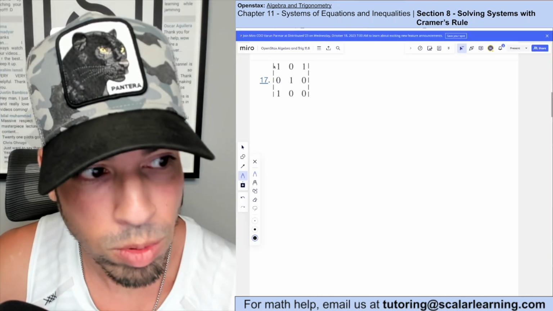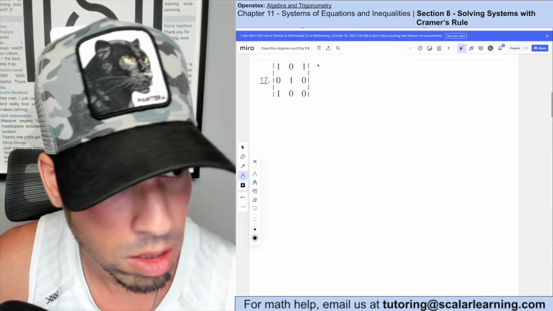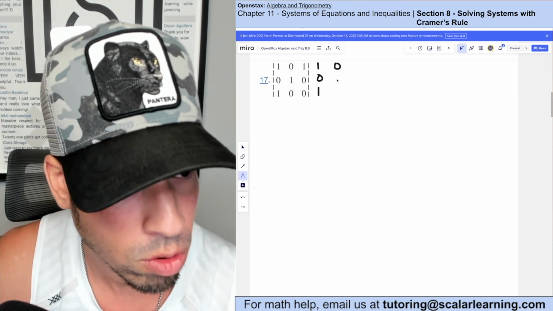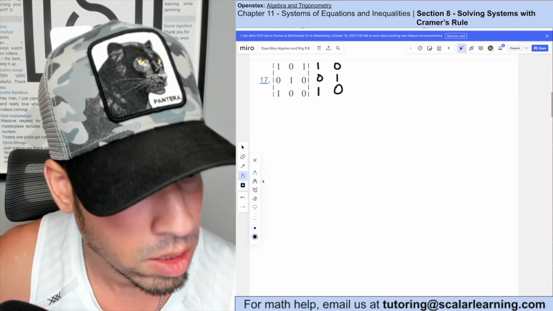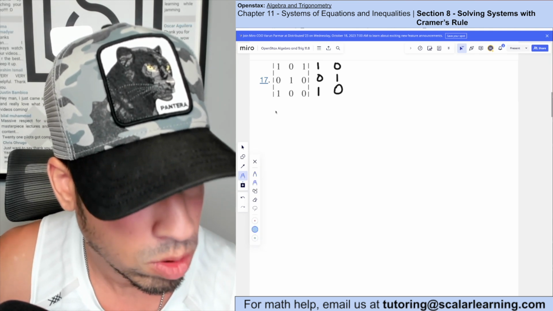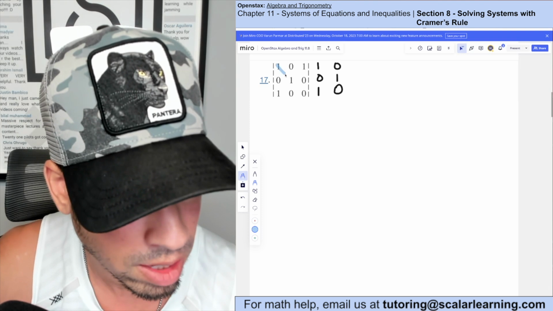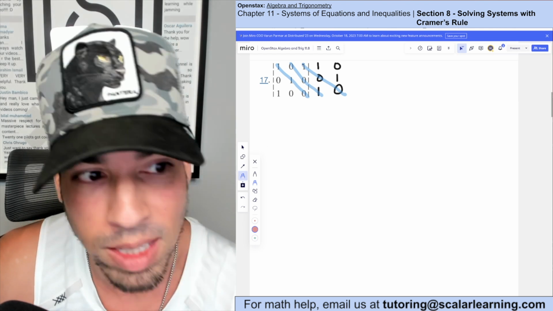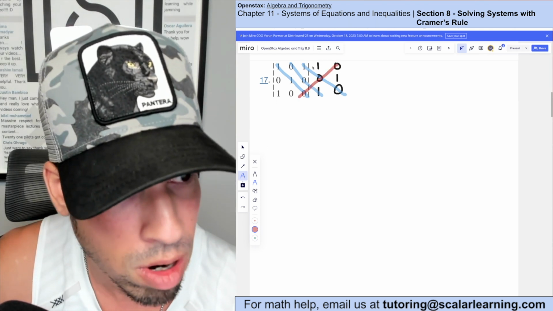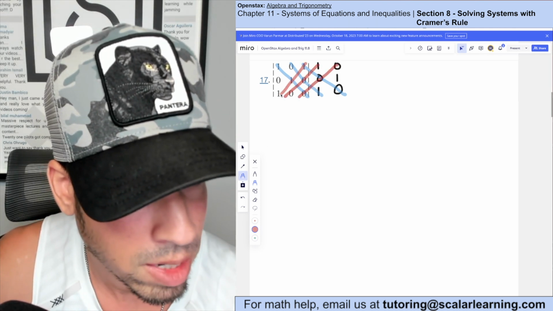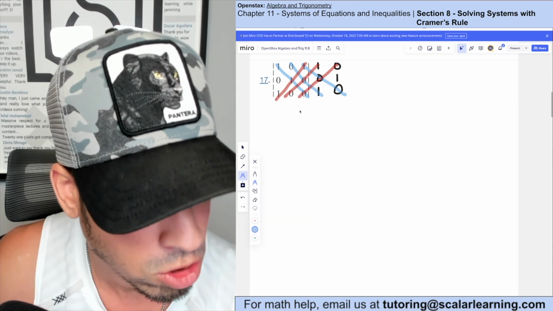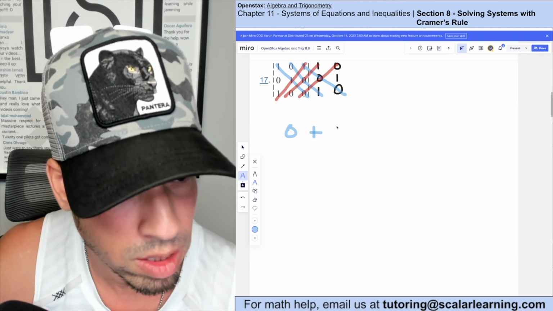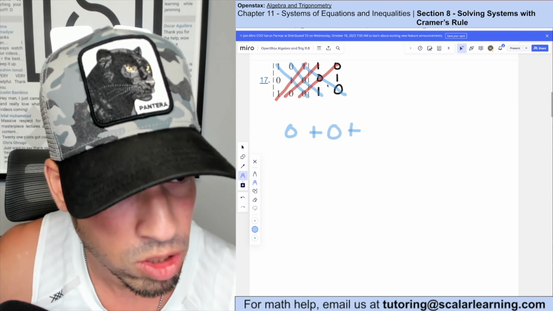Done. So for this one, to start it out, I'm going to repeat these first 2 columns. I'm going to say 1, 0, 1. That's the first column again. And then the second column, 0, 1, 0. And then what we're going to do is look at diagonal products, right? We're going to take this product plus this product plus this product, and then coming back the other way, minus this product, minus this product, minus this product. So let me show you what I'm talking about here. So 1 times 1 times 0 is 0, plus 0 times 0 times 1 is 0, plus 1 times 0 times 0 is 0.